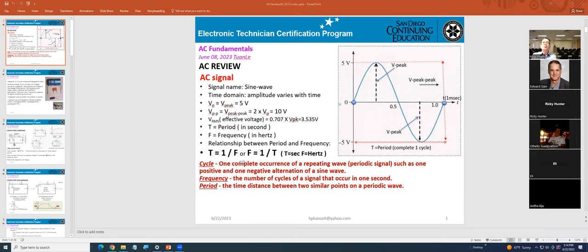And this is basically the definition. Cycle: one complete occurrence of the repeating wave, periodic wave signal, such as one positive and one negative alternation of a sine wave. What is the frequency? Frequency: the number of cycles of signal that occur in 1 second. And period: the time distance between two similar points on the periodic wave. That's a very, very basic definition.